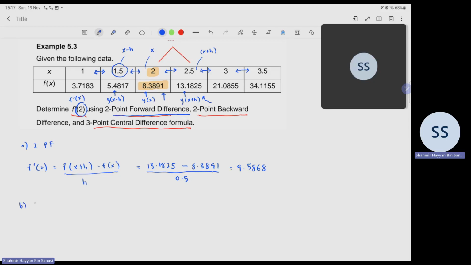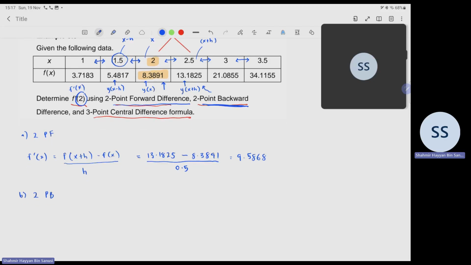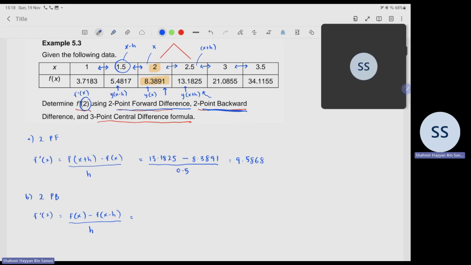Okay, so let's use 2-point backward. The equation to be used is f(x) minus f(x minus h) divided by h. So f(x) is 8.3891 minus f(x minus h), which is 5.4817, over 0.5. So I get the answer of 5.8148.